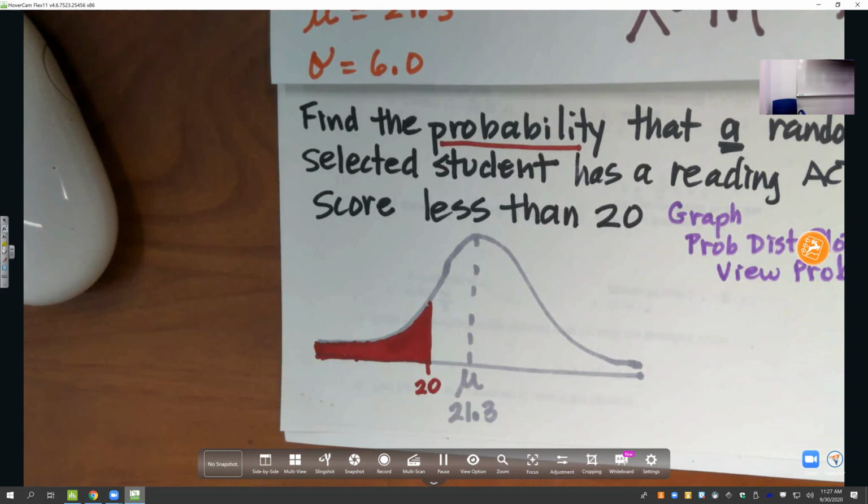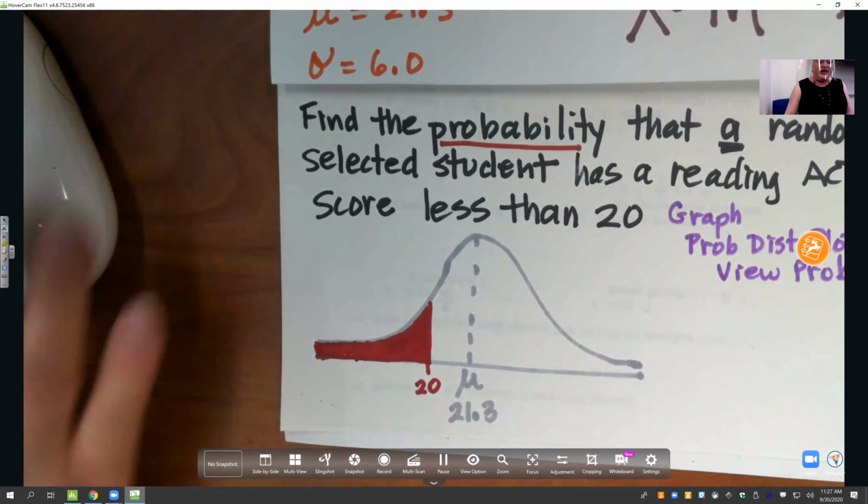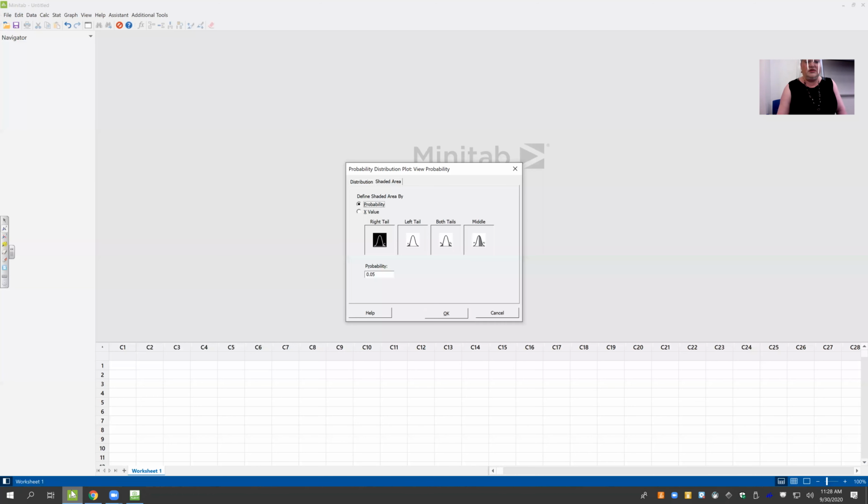Isn't it on the left? Less than is going to be on the left. So we need the left tail. Okay, so we choose left tail.